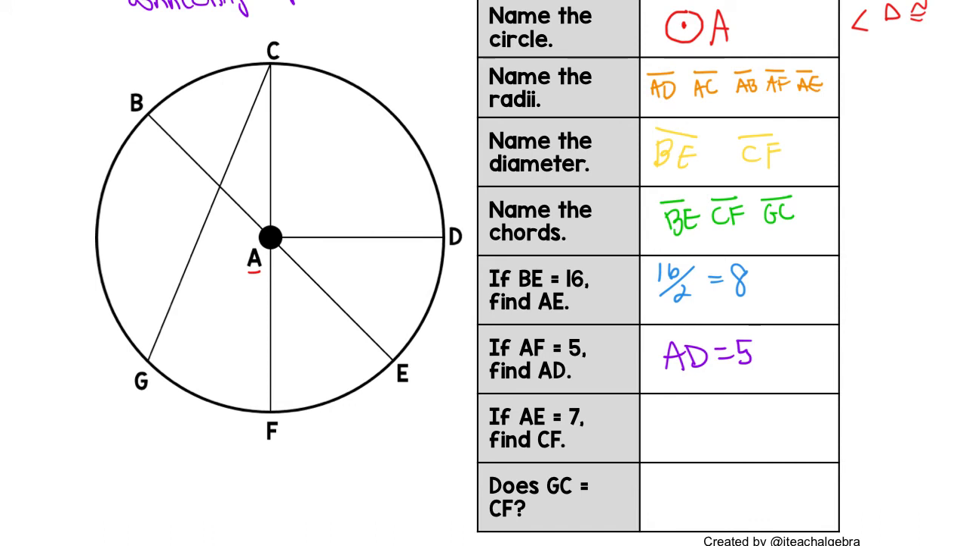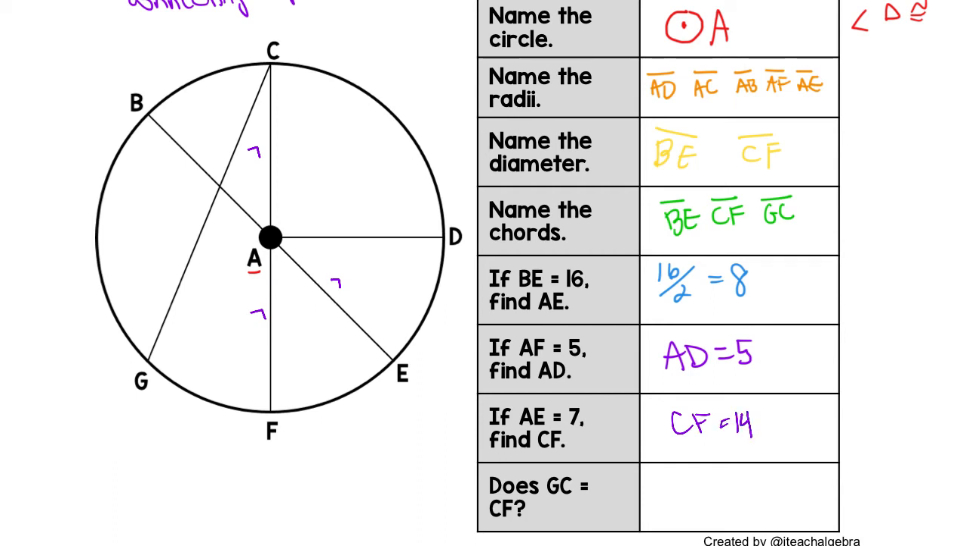If AE is 7, find CF. See what you can do. So if AE is 7, that means the radius is 7. That means AF is also 7. That means CA is also 7. So that tells us CF is 14.